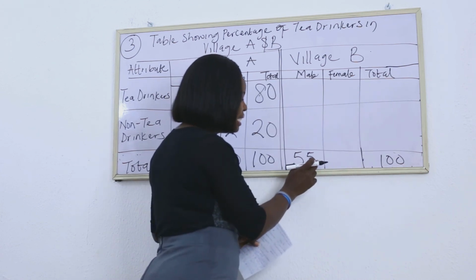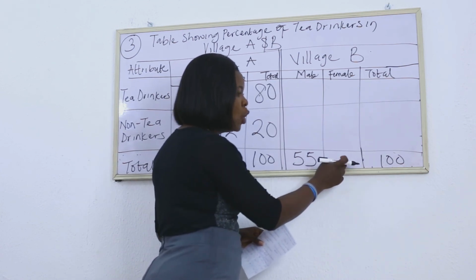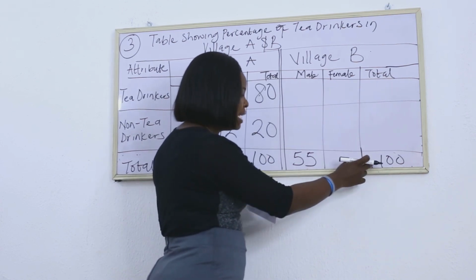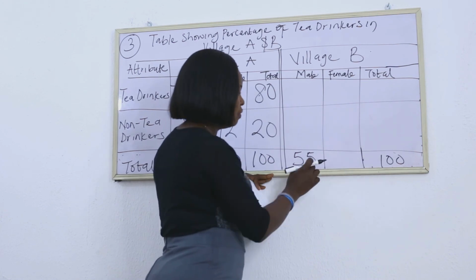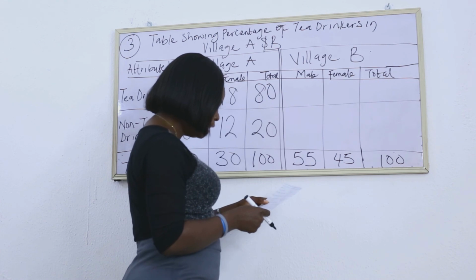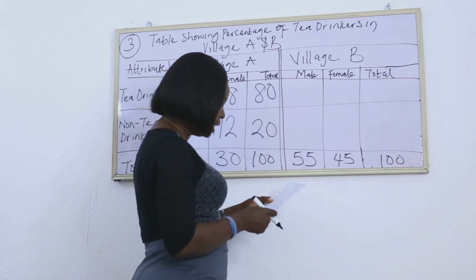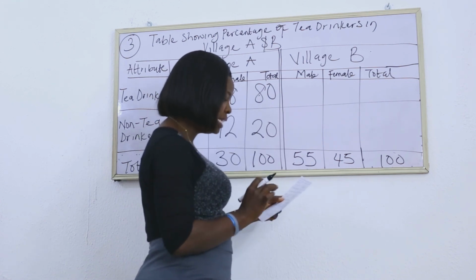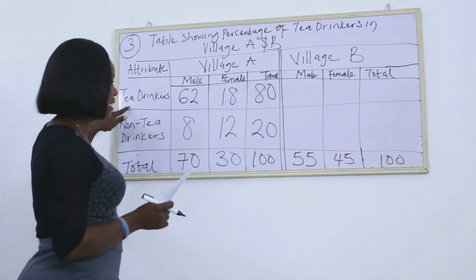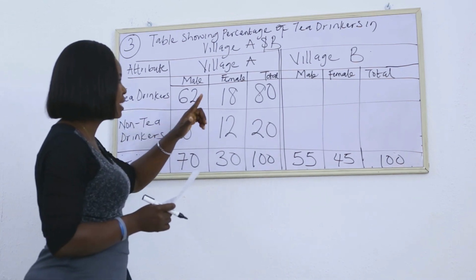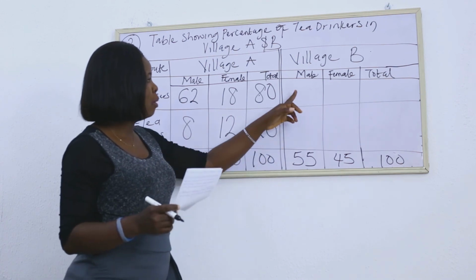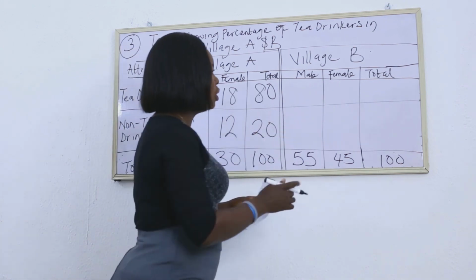And male plus female will give me 100. I know male. I don't know female. What then is my female? It will be 100 minus 55. 100 minus 55 will give us what? 45. So the next question says 35% were tea drinkers. Don't forget tea drinkers. So the total number of tea drinkers that we had, both male and female, was what?